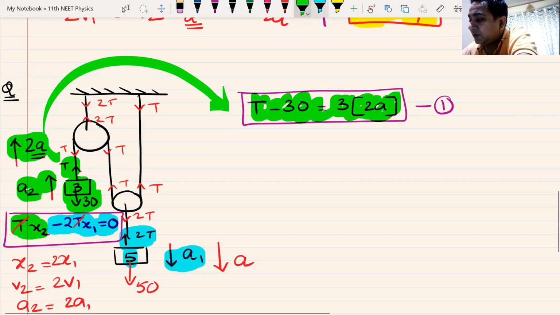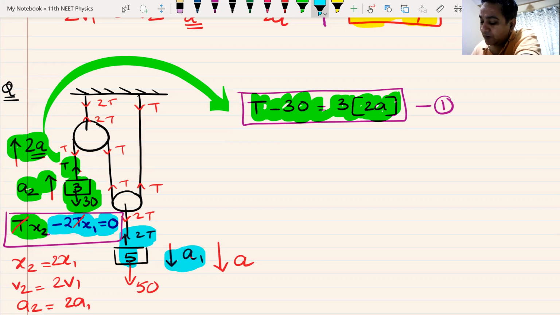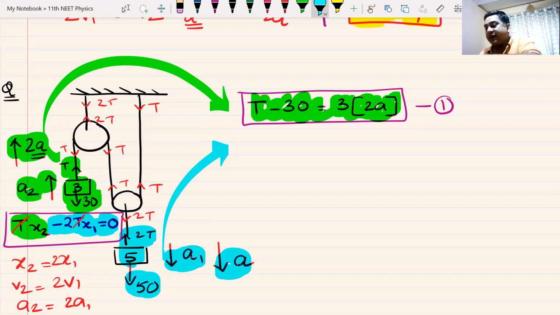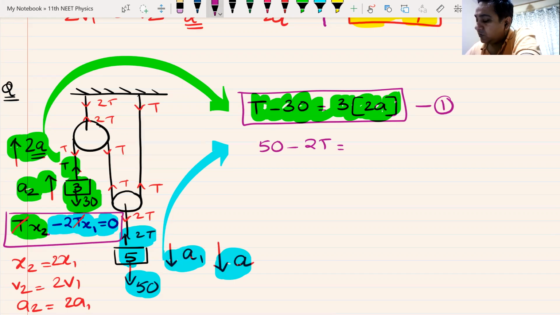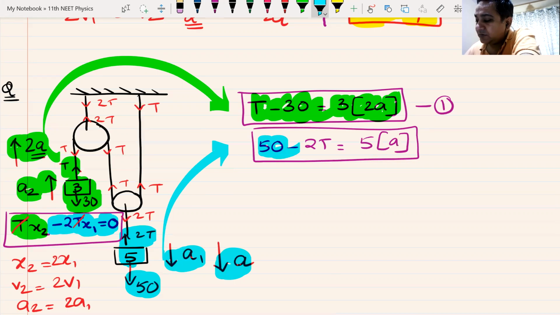The blue one. 2T is upwards, 5 kg block. 50 is downwards. a1, which is a, is downwards. Can I now have the blue equation from you guys? 50 minus 2T is equal to 5 multiplied by a. That is correct. If that is your equation, Abhiram, that is correct. This is the blue equation.